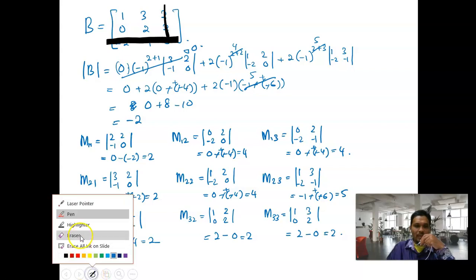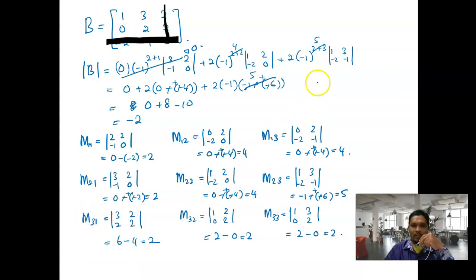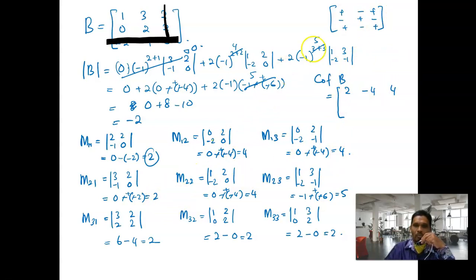Then next we are going to find out the cofactor of this matrix B. Cofactor of B equal to, okay, so I do hope that you still remember this. Positive, negative, positive, negative, positive, negative, positive, negative, positive. So first with 2 here, multiply with positive, then we got positive 2. 4 multiply with negative, negative 4. 4 multiply with positive, 4. 2 multiply with negative, we got negative 2 here.